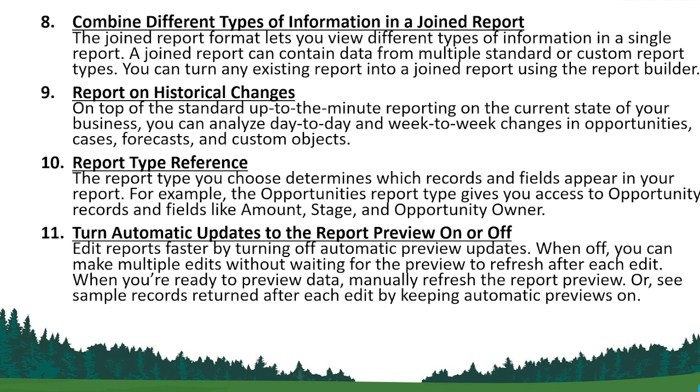Next is your report type reference. Report type reference always allows you to determine which records and which fields appear in your report. For example, if you have an opportunities report, it will give the records of all the opportunities and all the fields that are associated with the opportunity. Likewise, who is the owner of the opportunity, at what stage you are accessing the opportunity, what amount it has stored in the opportunity. Next is turning automatic updates to the report preview on or off.